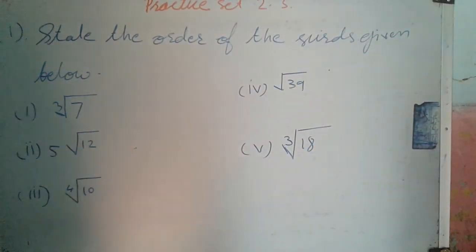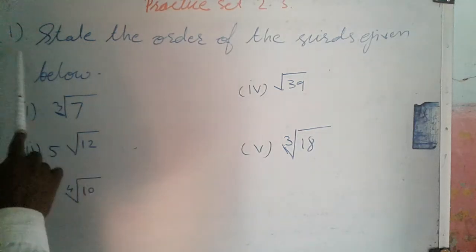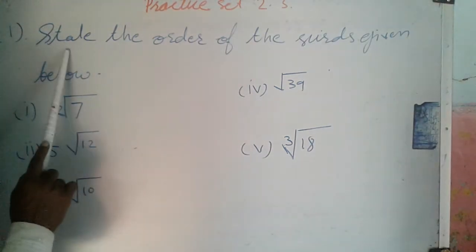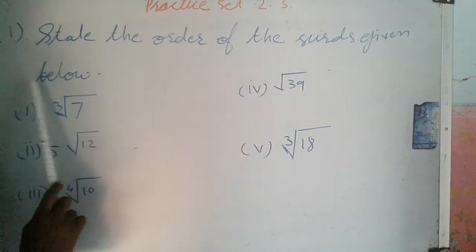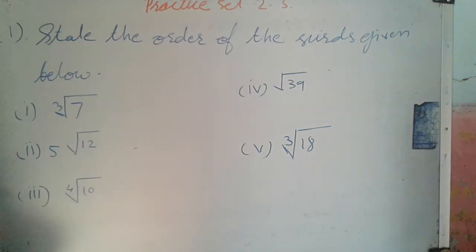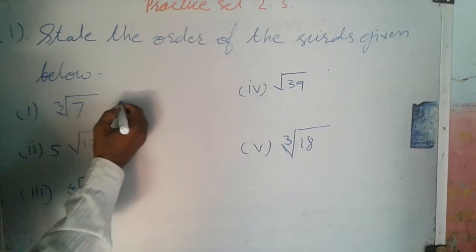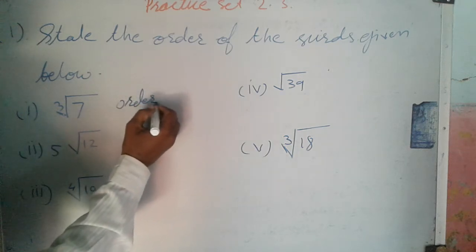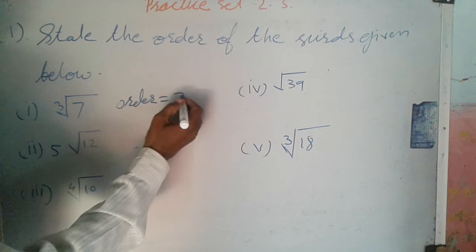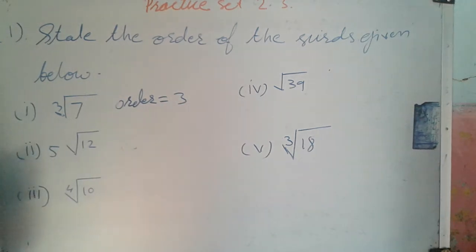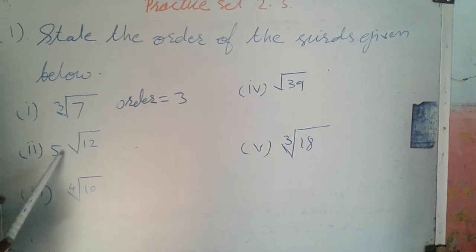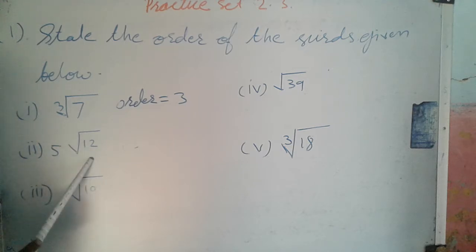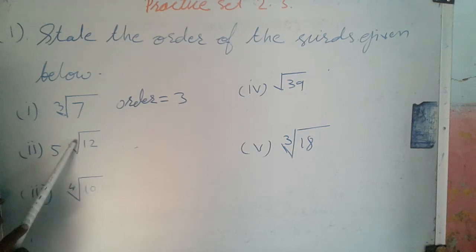Now, question number 1. Practice set 2.3, question number 1. State the order of the surds given below. Now see here, first, cube root of 7. Cube root of 7, so here the order is equal to 3. Order of this surd is 3. Now in the second example, 5 root 12. Here 5 is a coefficient, it is not the order. So here 5 multiplied by root 12, so here the order is 2.